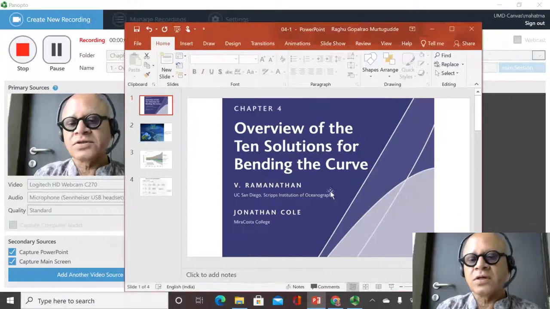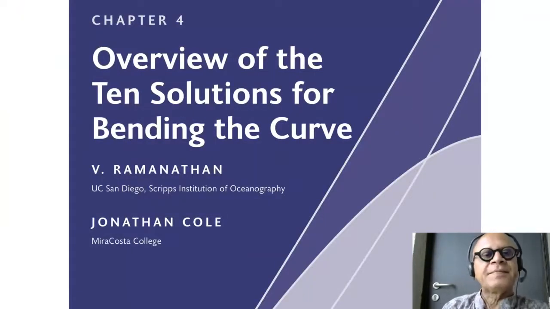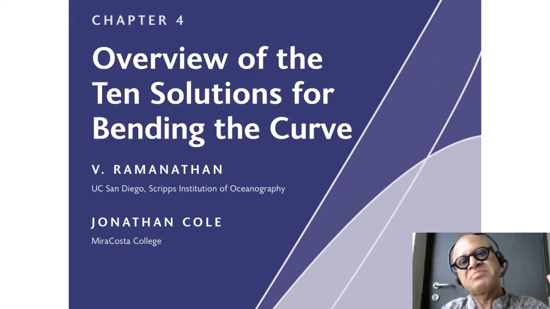Let's start. Sorry, I started a little late there, but let's start chapter 4, which is an overview of the 10 solutions for bending the curve. So we set up some preliminary backgrounds of climate change, some social issues, climate change and health, and we will jump now into starting to look at the solutions and see how they are organized.